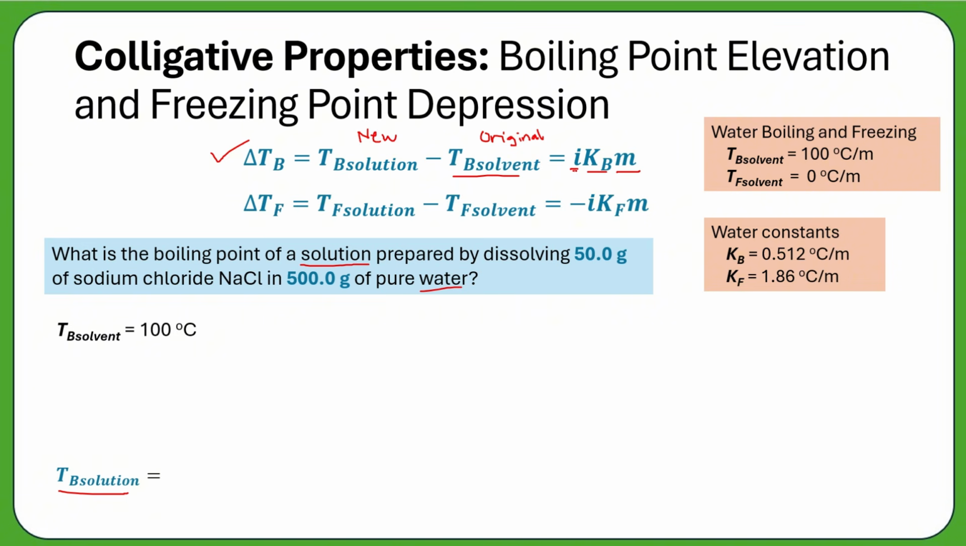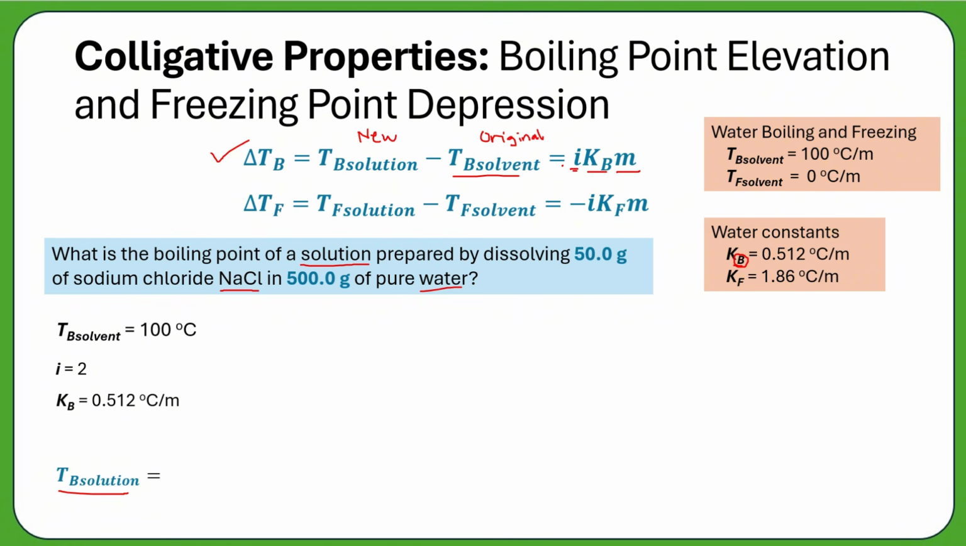The next, what is the I? Are we talking here electrolyte or non-electrolyte? NaCl. So NaCl is an electrolyte. It means we can break this apart and it becomes 2. So we have I equal to 2. How about Kb? Since we're talking about water, water has already its own constant K, which is 0.512. Again, why did we use 0.512, not 1.86? Because we're talking about the boiling. Okay, so this is the constant of the boiling. So we're gonna use that.